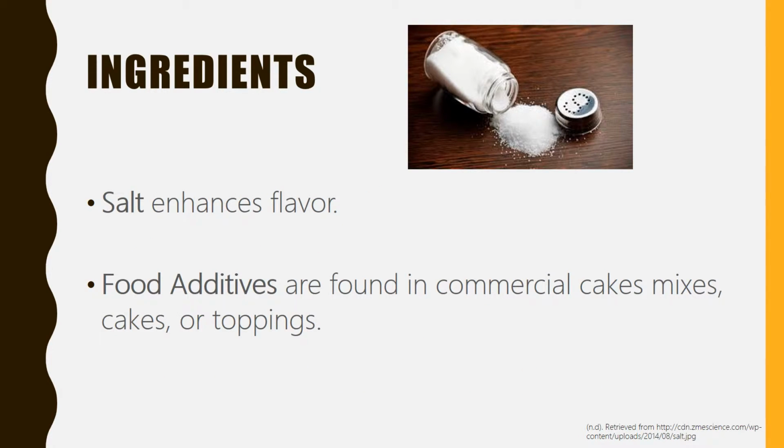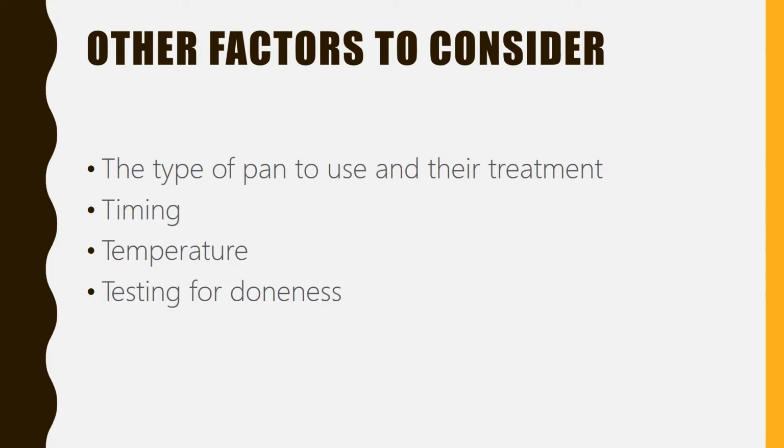Salt is an important ingredient because it is a flavor enhancer. Food additives. Cakes made from scratch do not contain food additives other than standard ingredients such as sugar, salt, and possible chemical leaveners. Other additives are introduced when certain commercial cake mixes, cakes, or toppings are purchased. Other factors that contribute to cakes other than ingredients are the type of pan used, its treatment, timing, temperature, and the way you test for doneness.